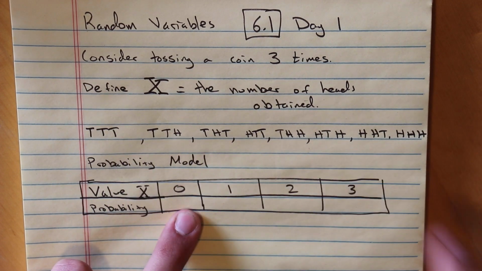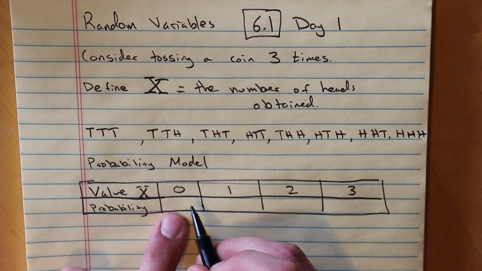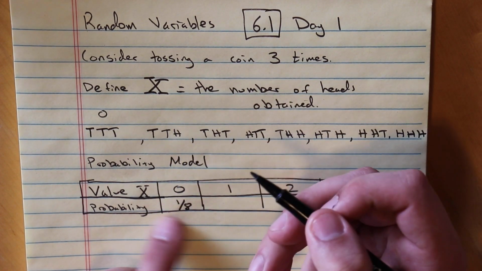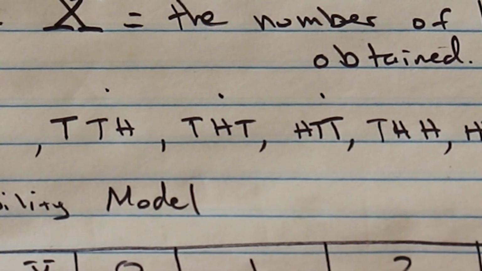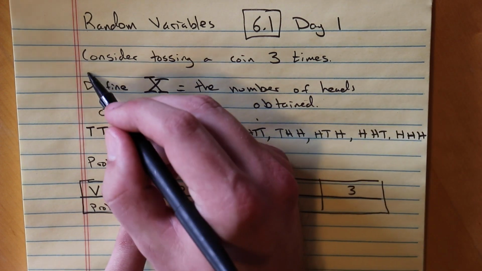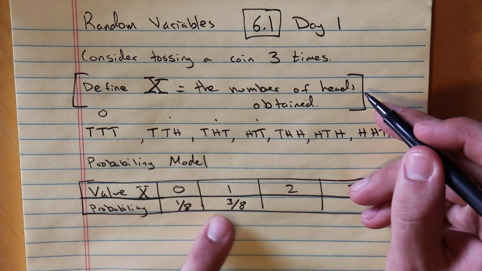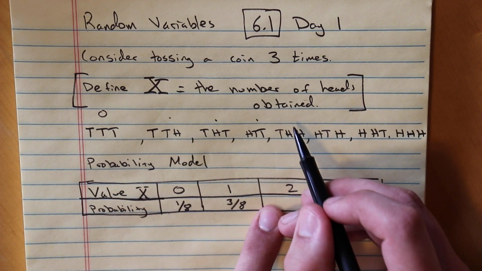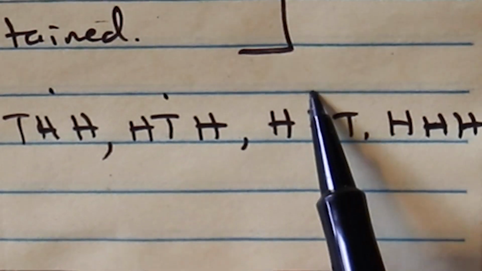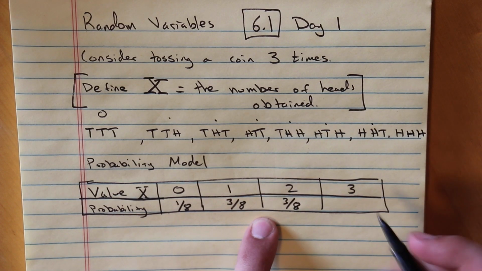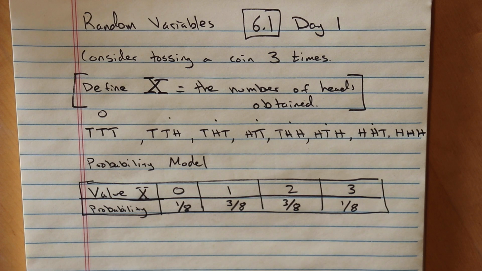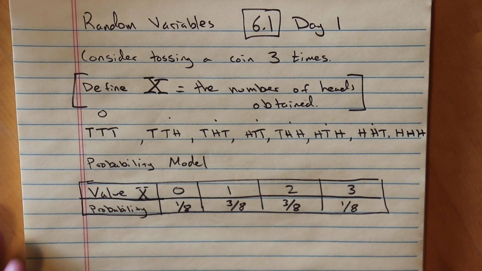So if I look at the total number of outcomes here, the total number of outcomes is 8. So 0 has a probability of 1/8. Getting 1 head happened here, here, and here. So there's a 3/8 probability that the value of x is 1. There's also a 3/8 probability that the value of x is 2. x is the number of heads obtained: 2 heads, 2 heads, 2 heads, another 3/8 probability. And the last one is heads, heads, heads. So there is 1 situation out of a total of 8 where this random variable has a value of 3.